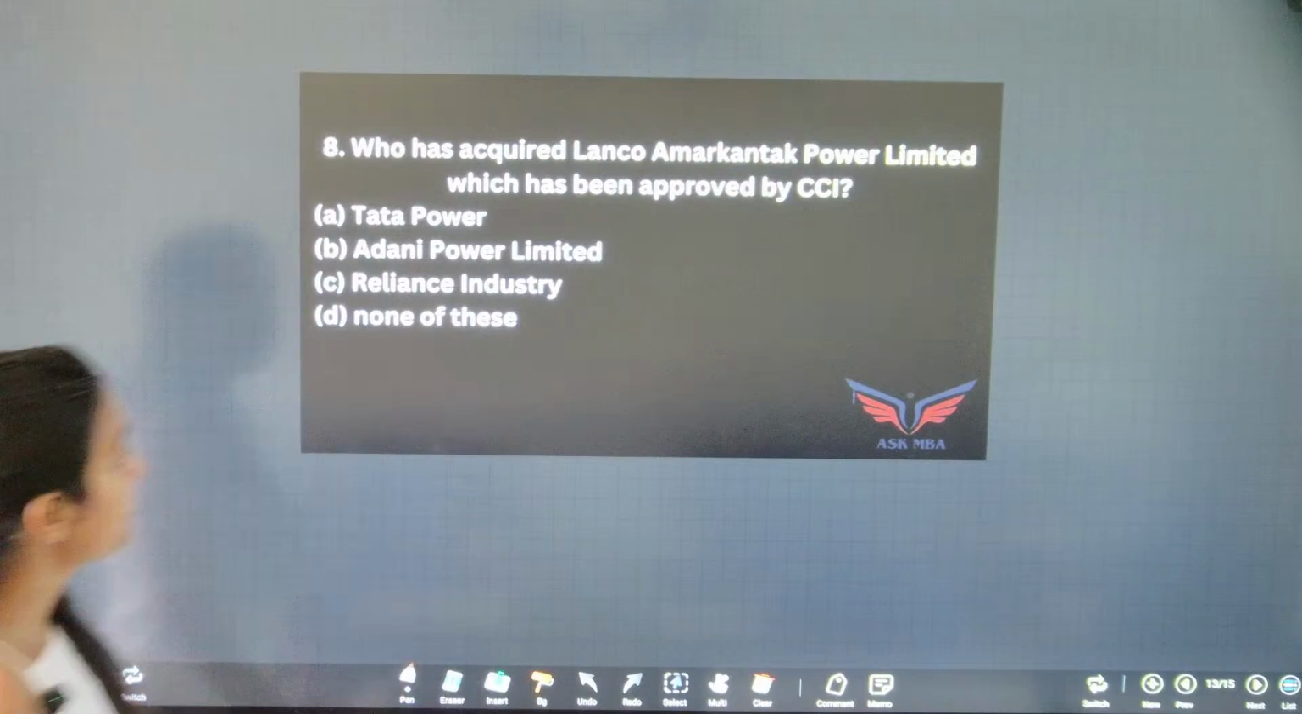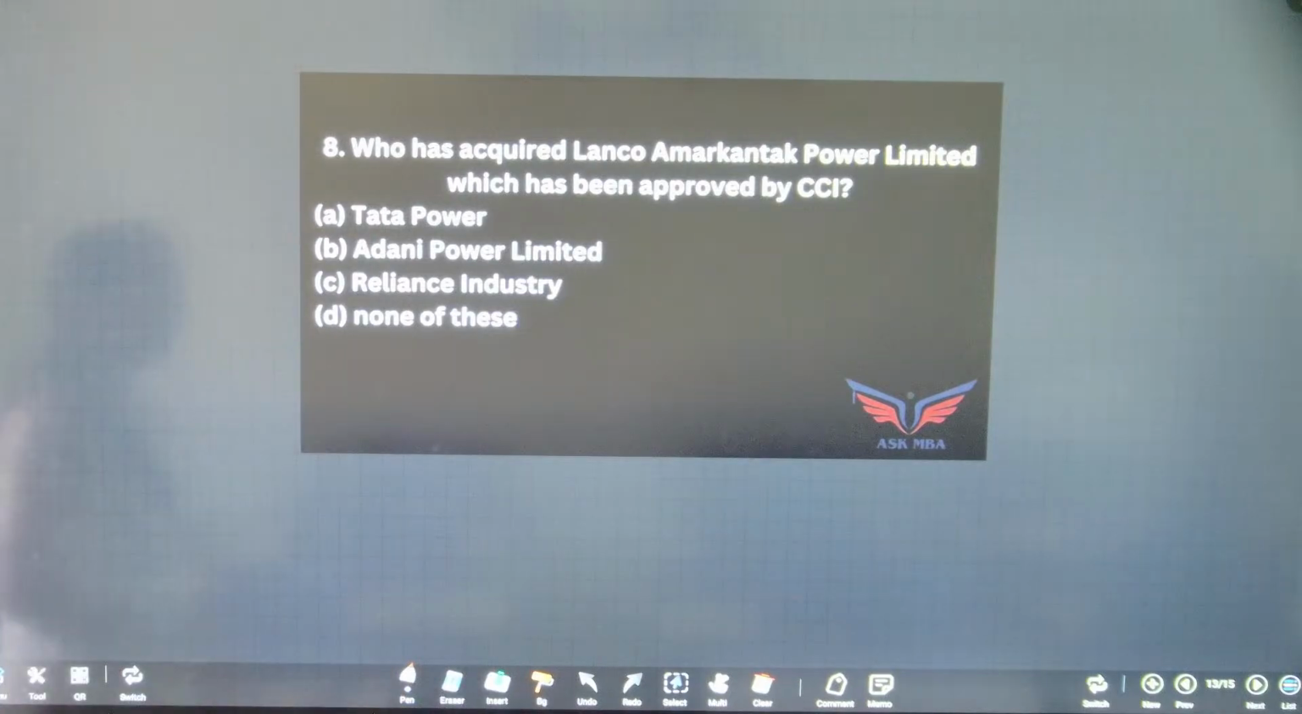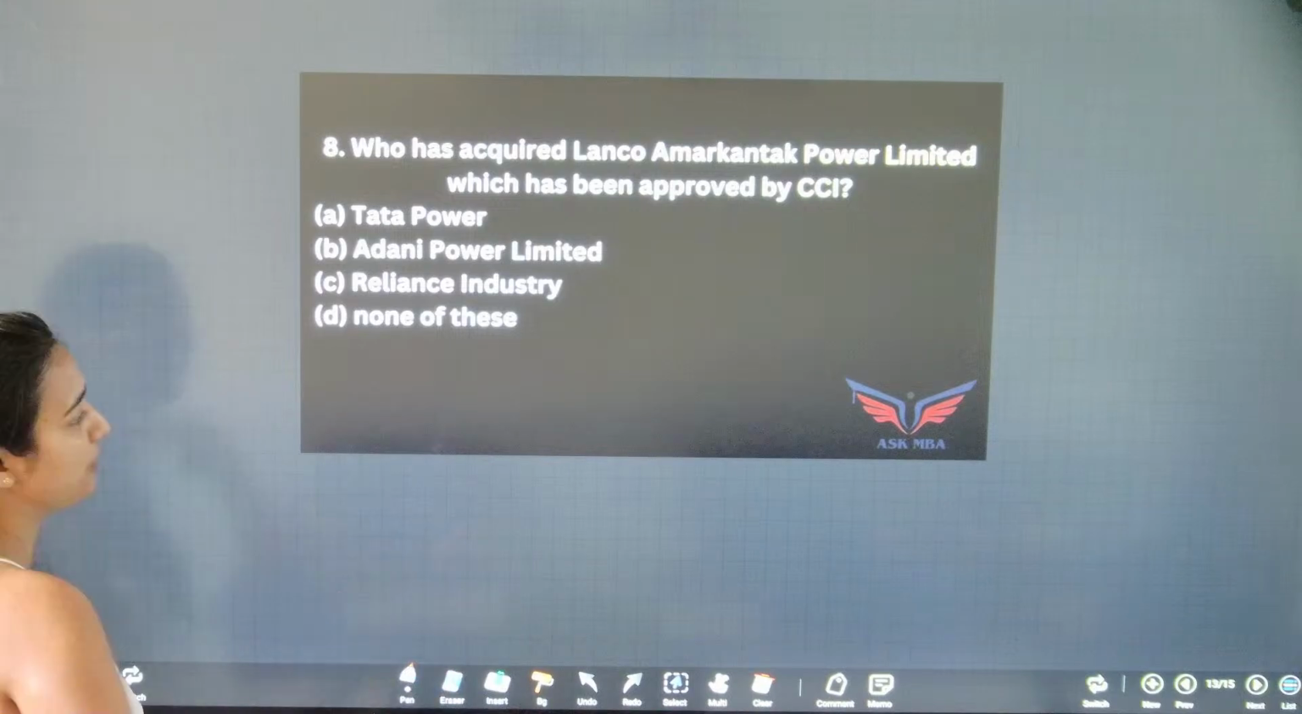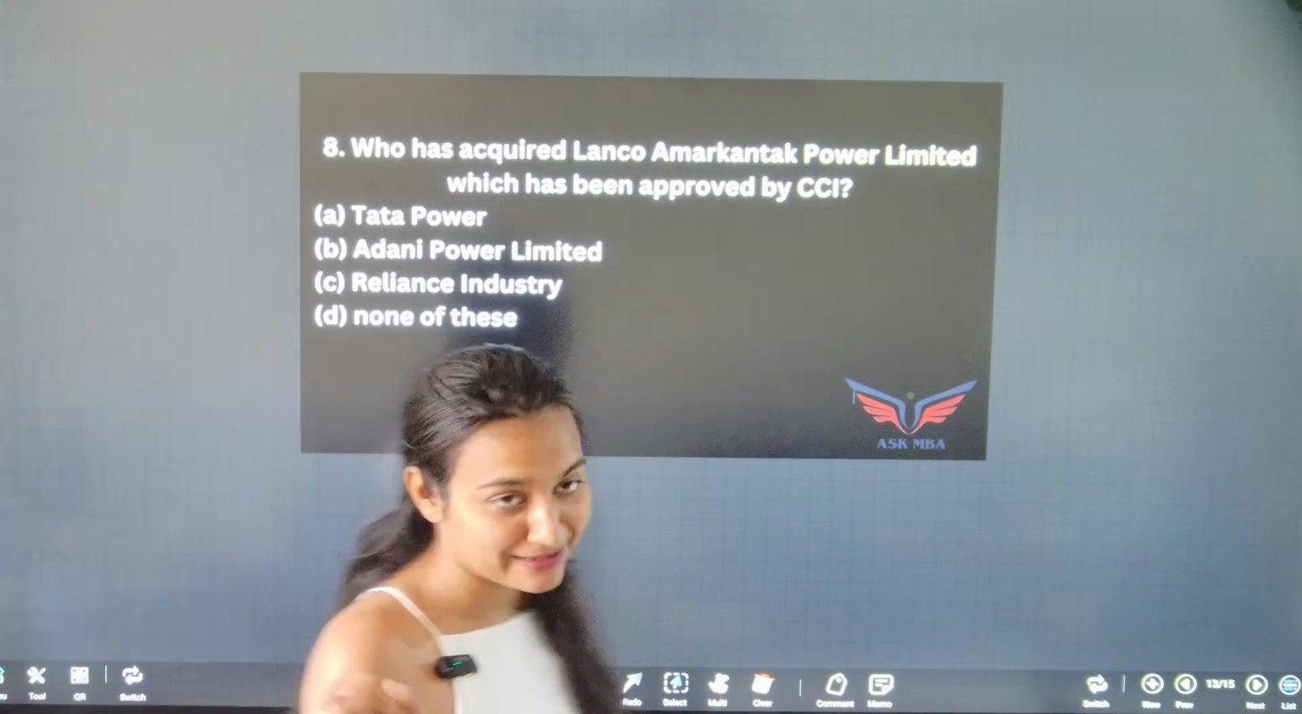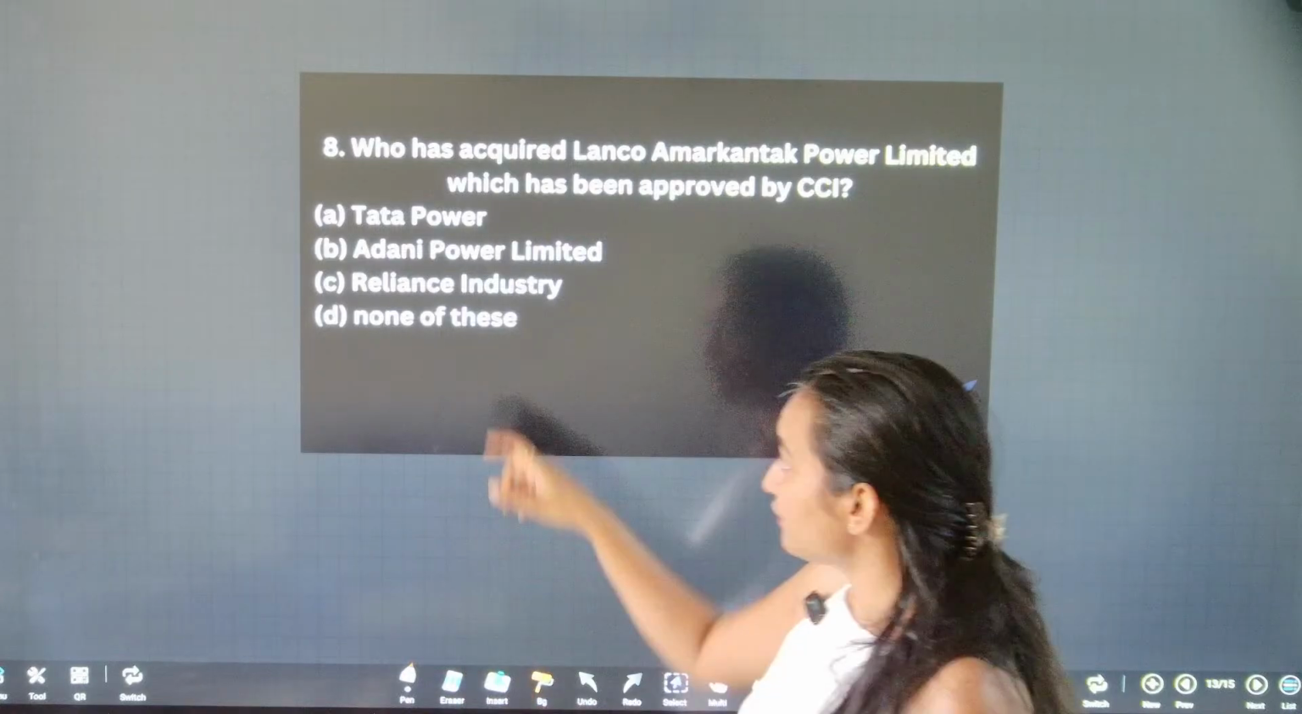Who has acquired the Lanco Amarkantak Power Limited, which has been approved by CCI? Is it Tata Power, Adani Power Limited, Reliance Industries, or none of these? Now I want you guys to answer in the comment box what would be the answer for these questions.